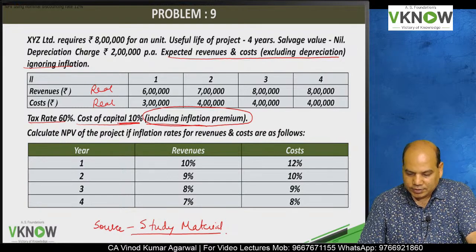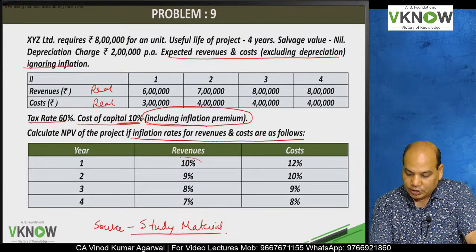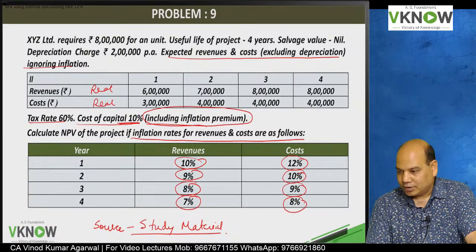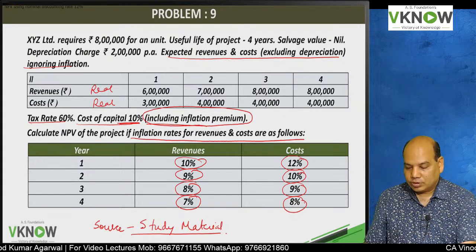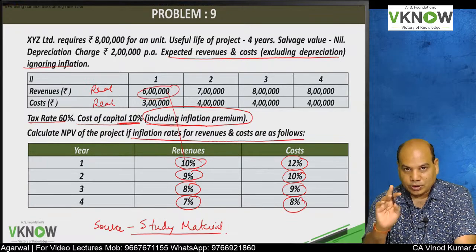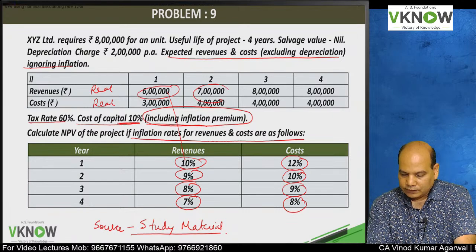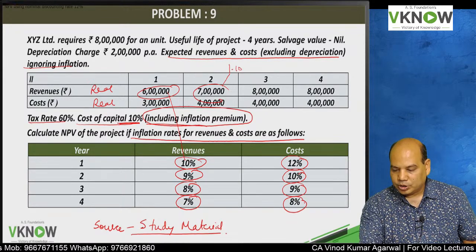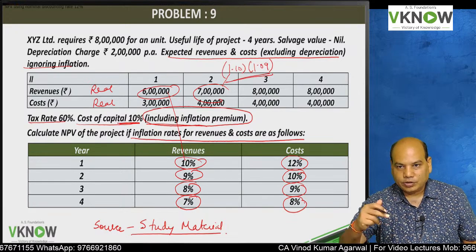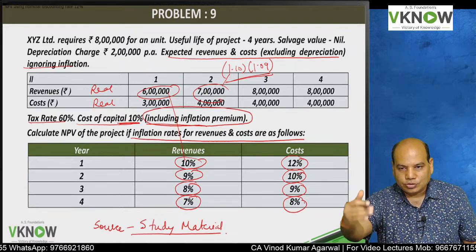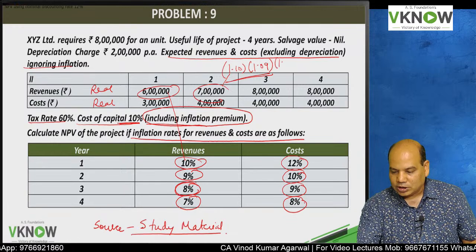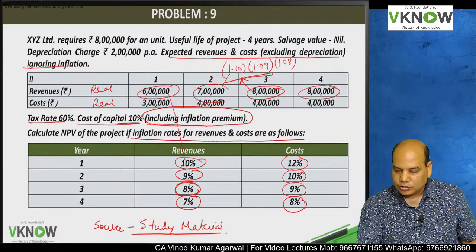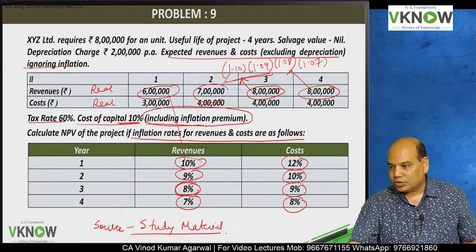And this time the inflation rate is different in different years. You have to be very careful while calculating the revenue. For example, 6 lakh into 10% is okay. But in the second year, the inflation is 10% in the first year and 9% in the second year, so you have to multiply by 1.10 and 1.09, because the effect of inflation is cumulative. For the third year, multiply 8 lakh into 1.10 into 1.09 into 1.08. And for the fourth year, you have to multiply by one more number.